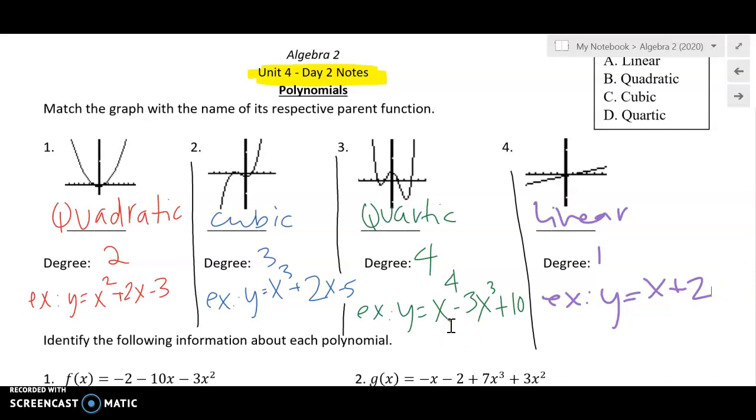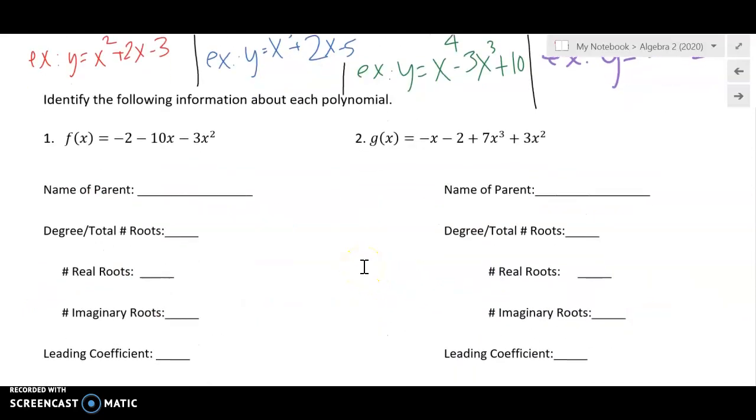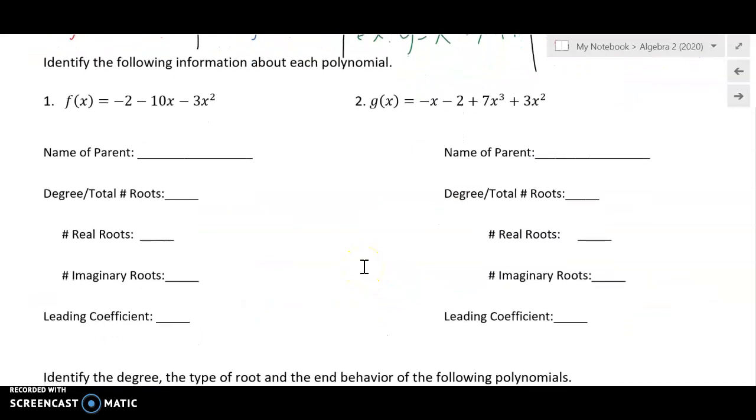Okay, identifying the following information about each polynomial. So there's going to be these blanks here, and I'll tell you where to find this information. So this first one says f of x equals negative 2 minus 10x minus 3x squared. The first thing is, what is the parent function? Well, the parent function is linear, quadratic, cubic, or quartic, the names that we just learned. And what you need to look at is this term, I'm highlighting it yellow, with the largest exponent. Okay, that's where it's going to tell you.